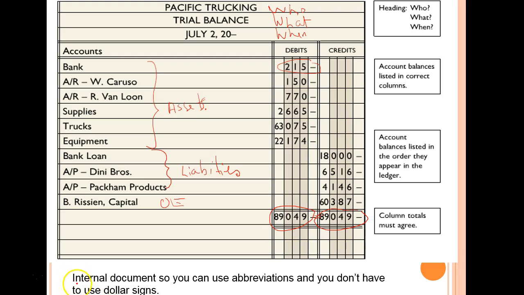So this document is an internal document. Okay, that just the accountants use in the business just to check that the debits equal the credits. So you can use abbreviations on this form, and you don't have to use the dollar sign. Okay, so notice there's no dollar signs here in our trial balance anywhere. You don't have to worry about that. But you do need to make sure that the column totals must agree.